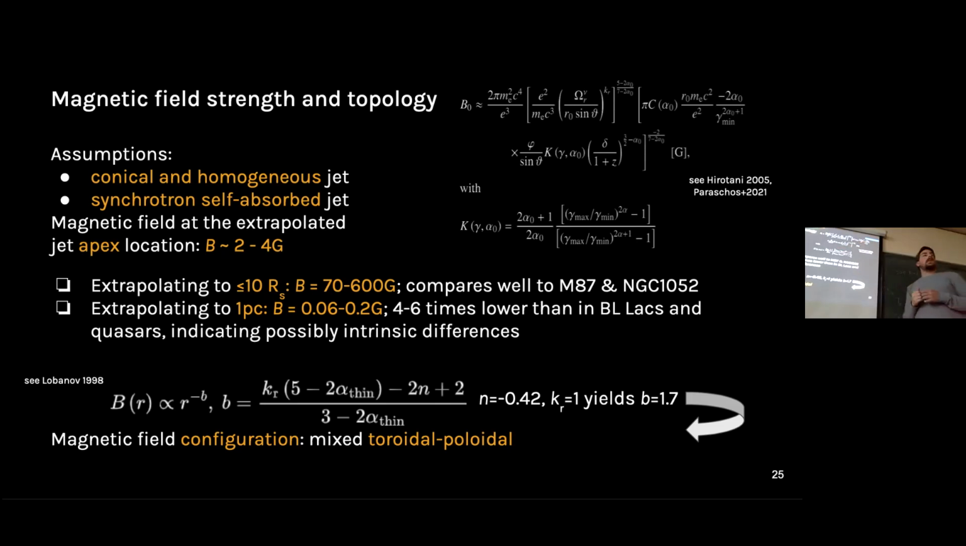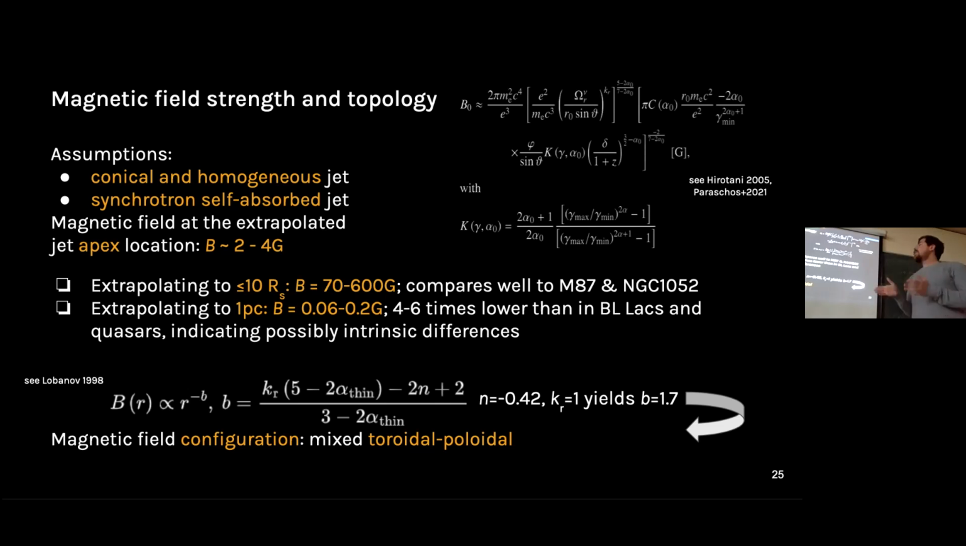Then we also wanted to compare it with other nearby AGN, so we extrapolated it to 10 Schwarzschild radii, and we find that it's at 10 Schwarzschild radii 70 to 600 Gauss, which compares well with M87 and NGC1052, which are similar nearby radio galaxies. We also extrapolated it to 1 parsec, and we see that it is 0.06 to 0.2 Gauss, which is 4 to 6 times lower than in BL Lacs and quasars, which indicates possibly intrinsic differences between 3C84 and those sources.